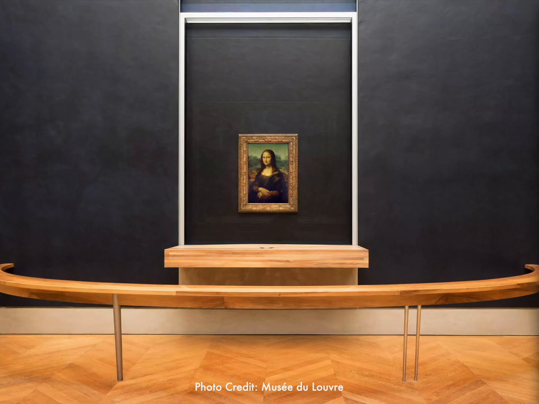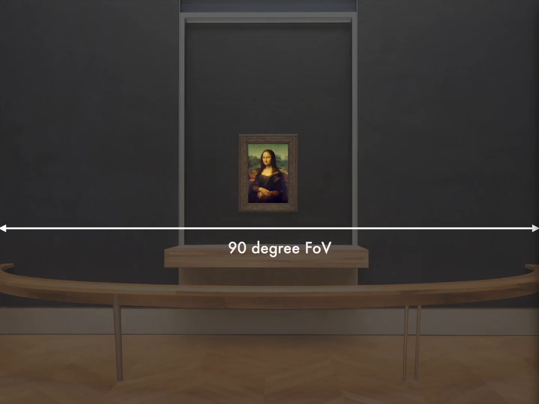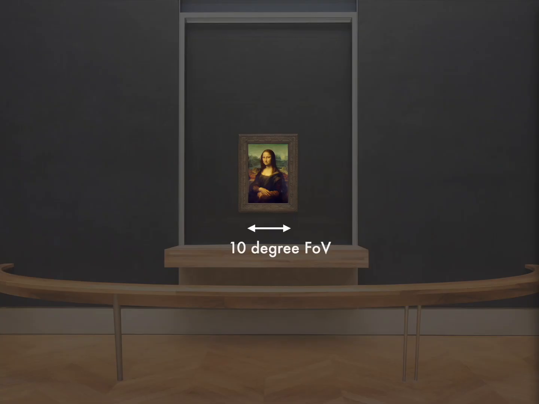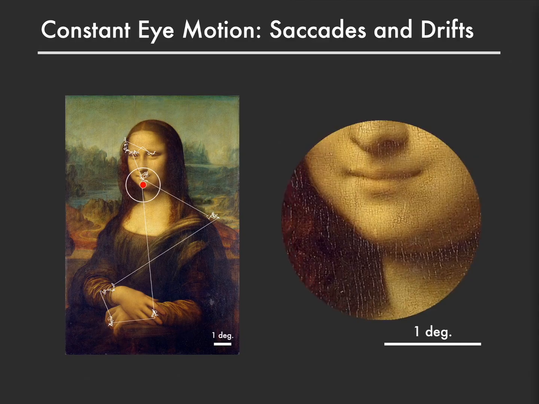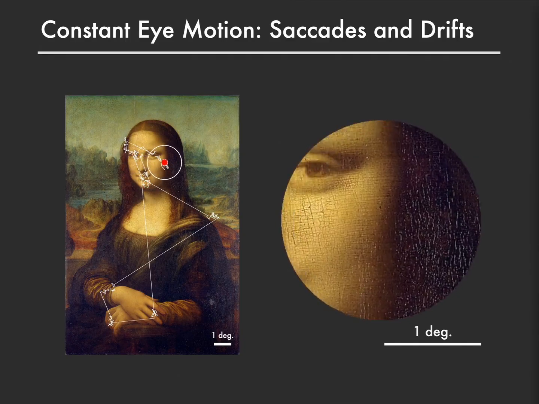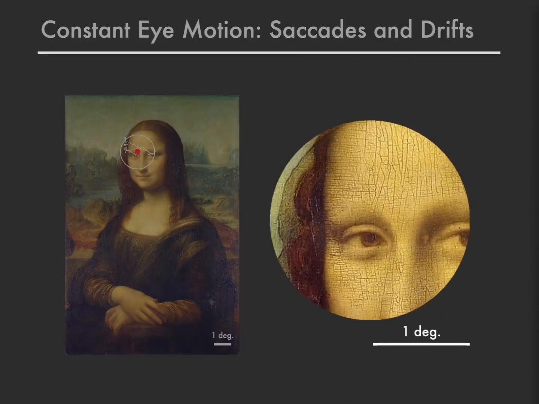So imagine you're now in the Louvre looking at the Mona Lisa. This image captures about a 90 degrees field of view, and let's say this image of the Mona Lisa occupies about 10 degrees field of view. A human eye is never resting, and here we simulate fixational drifts and microsaccades. If we close up to the 2 degrees field of view, you'll see something like the movie on the right.